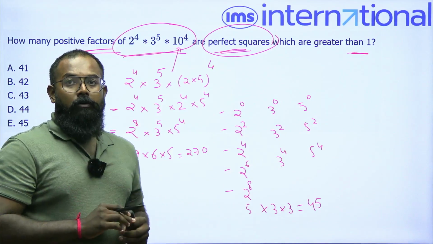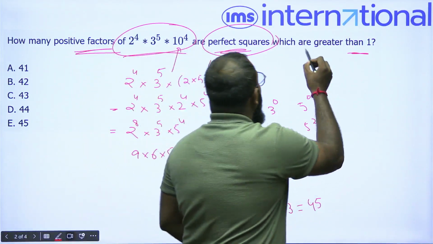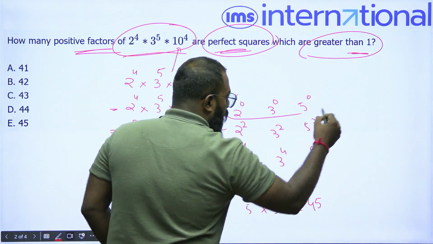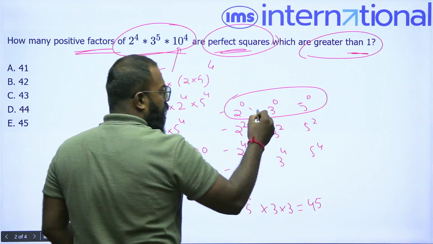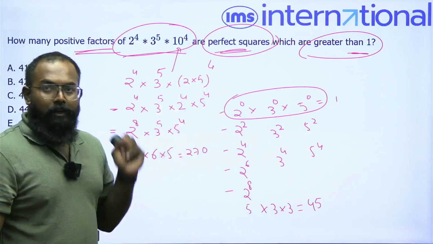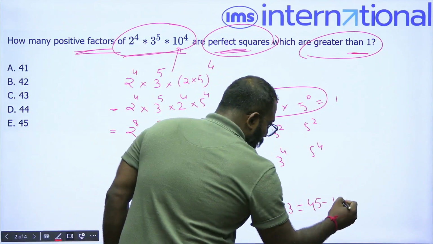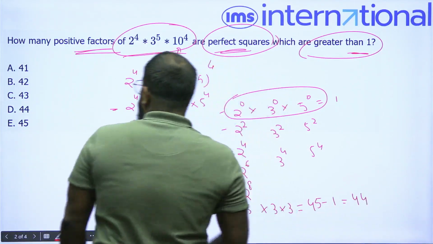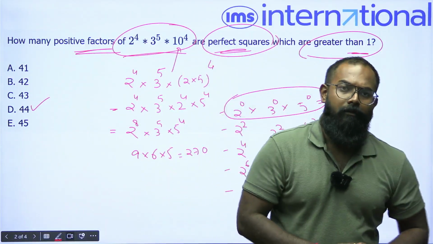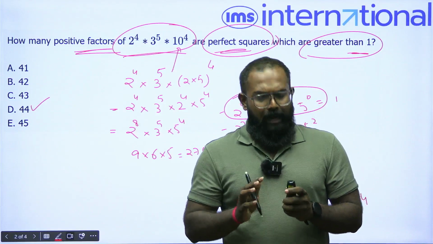There was one more clause in this question, that is the perfect squares should be greater than 1. And 2 raised to the power 0 times 3 raised to the power 0 times 5 raised to the power 0 will give me 1. So I have to exclude this particular factor. That means I have a total of 44 perfect squares which are positive factors of this particular number. I hope you get this answer.